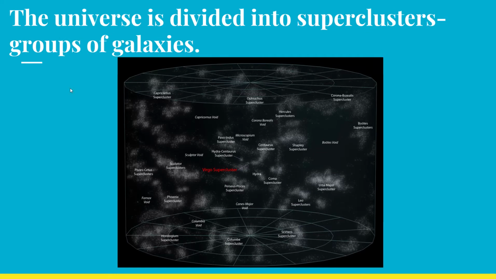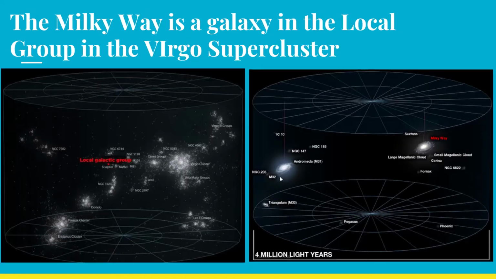So the universe is divided into superclusters, which are groups of galaxies. So each of these dense clouds in here, those are all superclusters. So again, here's our supercluster. It's pretty small, going down in the middle of this cylinder. And then the Milky Way is the galaxy which is in this thing called the local group in the Virgo supercluster.